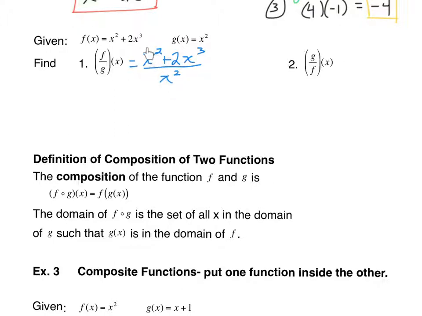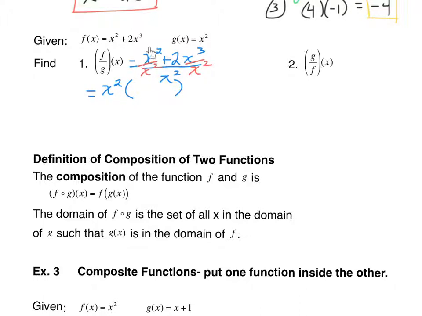A lot of you are going to want to try to cancel these x squareds. You cannot cancel or reduce when you have addition or subtraction signs outside of parentheses. You just can't do that. So I'm going to have to factor this numerator. The only thing I can factor in the numerator is a greatest common factor. So I'm going to factor out an x squared, out in front of parentheses. So technically, I'm dividing this by x squared and this by x squared.